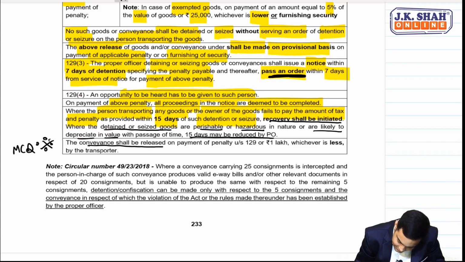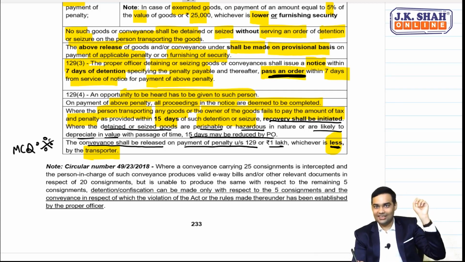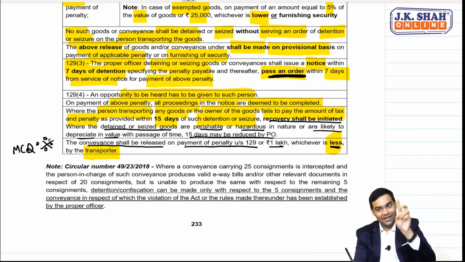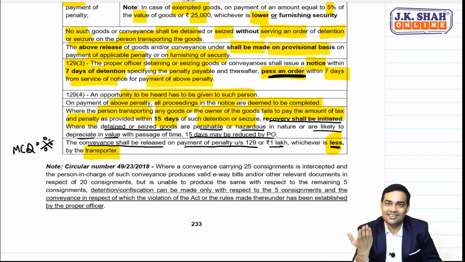The conveyance shall be released on payment of penalty under 129 or 1 lakh, whichever is less. Thank God they said whichever is less, by the transporter. Sir, transporter is also liable. If transporter is carrying goods without these documents, transporter will be liable to additional penalty. See, normal person has to pay 200% of penalty. Transporter has to pay 200% of penalty or 1 lakh, whichever is lower. Obviously, whichever is lower, people.